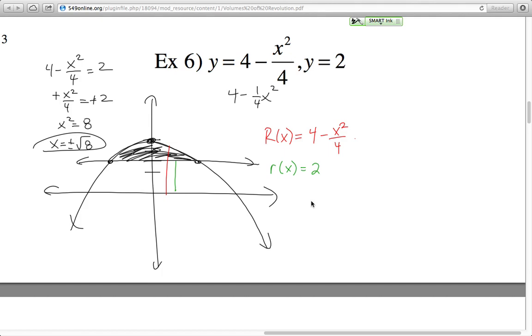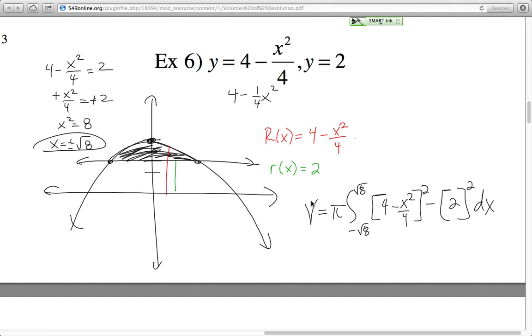The volume is pi times the definite integral from negative root 8 to root 8, or you could go 0 to root 8 and double it again. Outer radius squared minus 2 squared, which is just 4. And then you type it in your calculator or work it out by hand. Is that pretty cool? This is not bad, is it? All right, now let's make it a little bit harder.